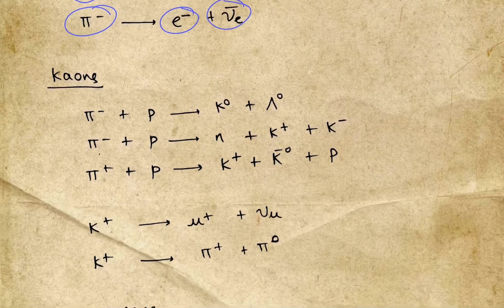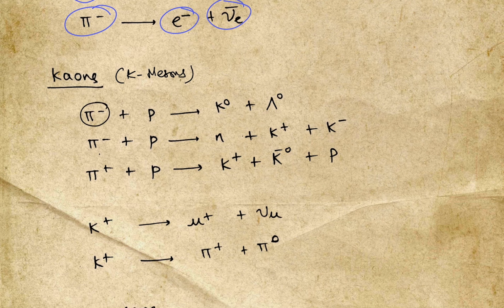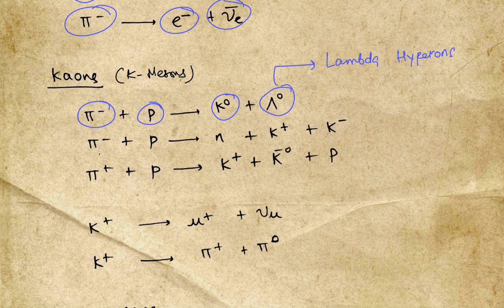Now let us move to the second part of the mesons, that is kaons or K mesons. We call them K mesons as well. Again the same thing. This is a pi minus, and take one proton, they add up to the K 0 and this is lambda hyperon. I have again told you that this sign is of capital lambda.